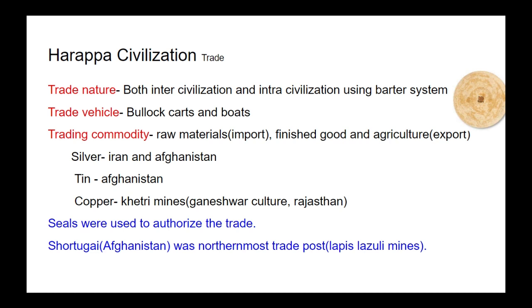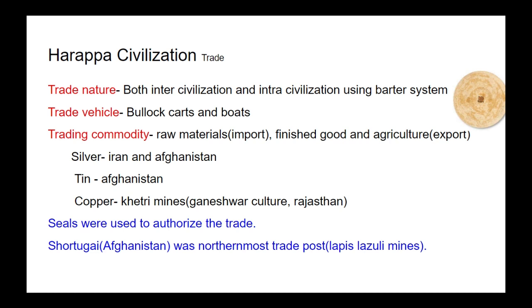The spoked wheel started with Aryan culture. And the advantage of a spoked wheel is that weight gets reduced and we get more speed and more efficiency in running bullock carts.